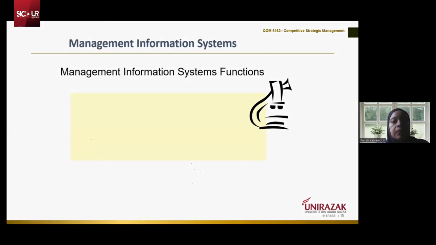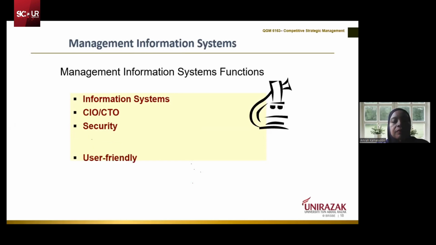Okay. MIS is just to support the information. CIO stands for Chief Information Officer. CTO stands for Chief Technology Officer. Security is actually to safeguard the system.